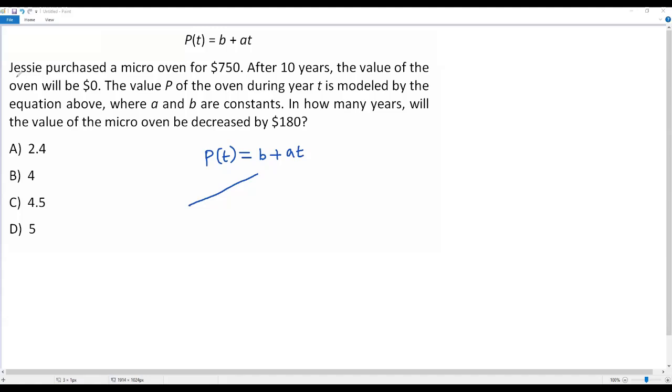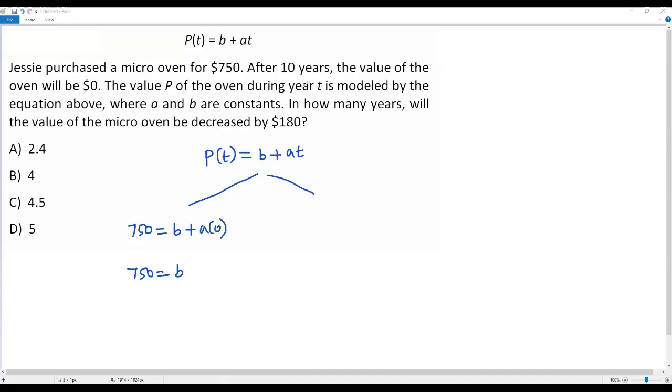First, let me take the first piece of information, that the initial value is $750. Let me plug in 750 for P of t. So 750 equals B plus A times t. Since 750 is the initial value, the value of t has to be 0 when the value of the oven is 750. Then we get 750 equals A times 0, which is 0, so B plus 0 is just B. Now I have the value of one of the constants, B, that is 750.